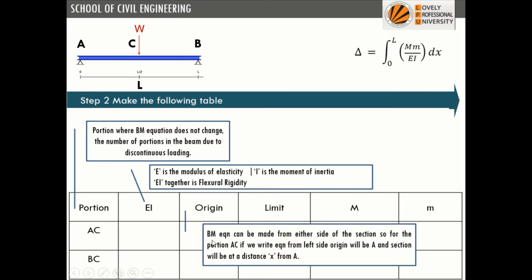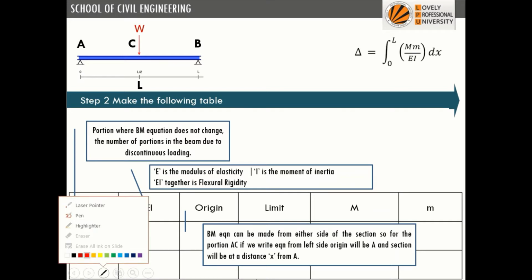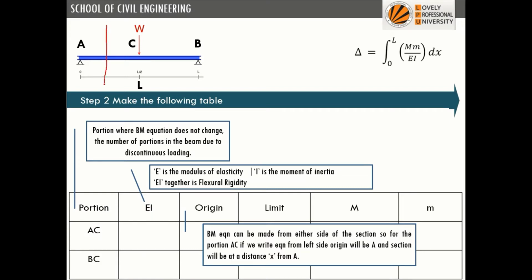What we know is that when we form a bending moment equation, it can be formed from either side of the section. Suppose I consider portion AC. Now either I can form the bending moment equation from the left hand side, or I can make the same equation from the right hand side. What we generally do is see wherever the number of forces is less, we go from that side. So for the portion AC, we'll consider the left hand side equilibrium of the section.